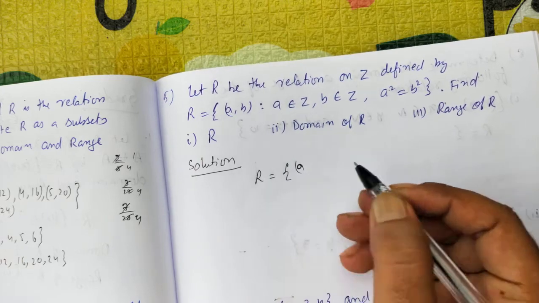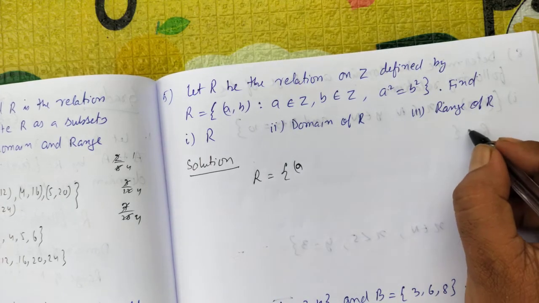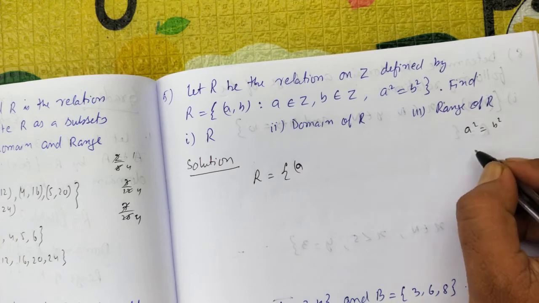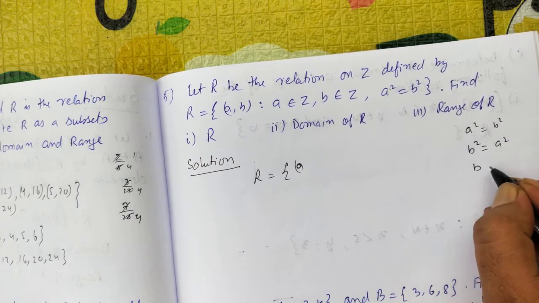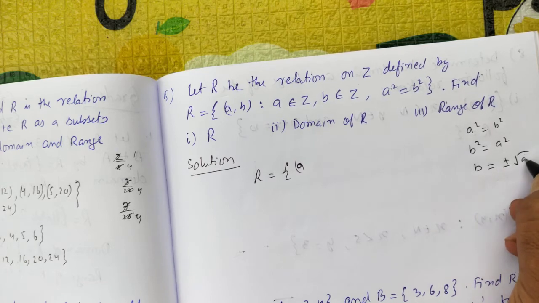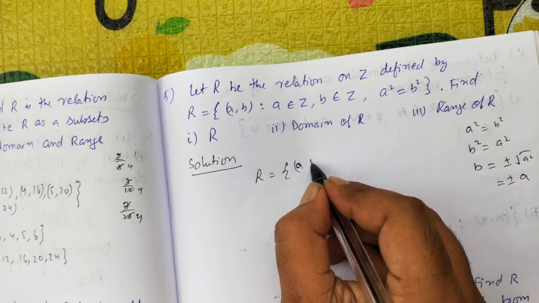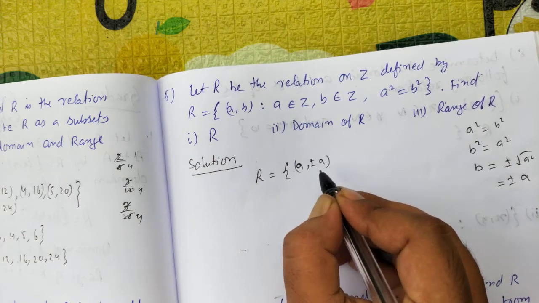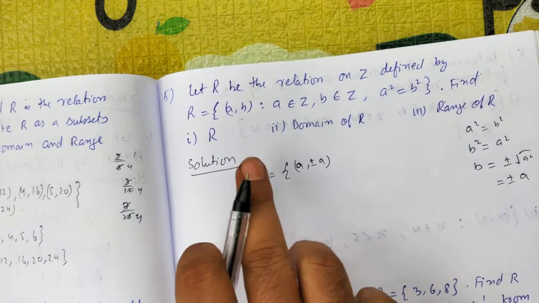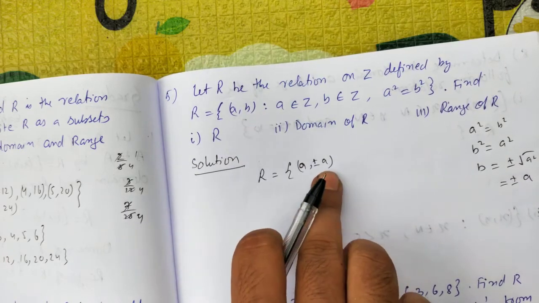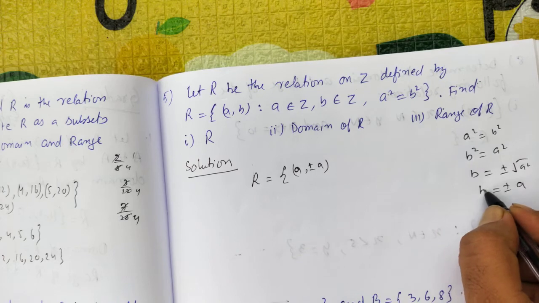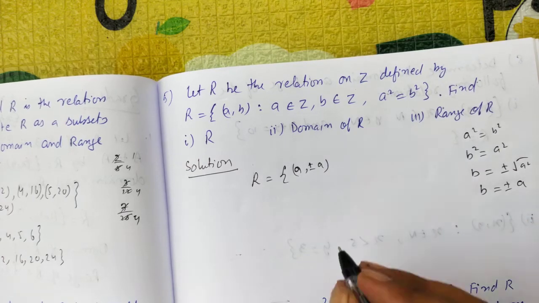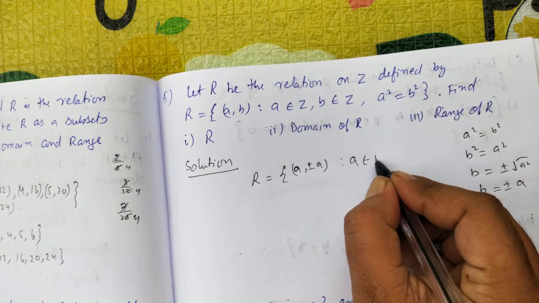First element will be A. How to find the second element? They said A square equal to B square. That means I can say B square equal to A square. If I remove the square, I have to write plus minus root over A square, that is plus minus A. The second element will be plus minus A. Because the relation is (A, B), in place of B we're putting plus minus A, because B is plus minus A. And where A belongs to integers.